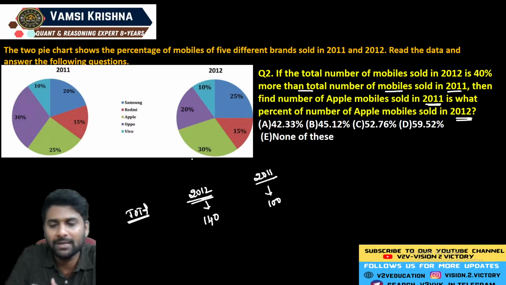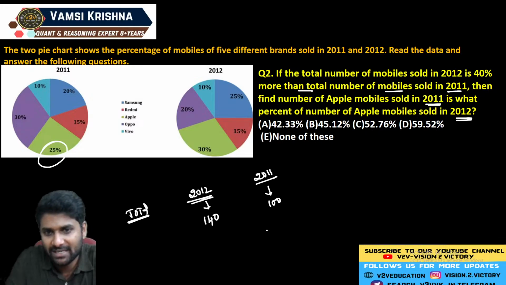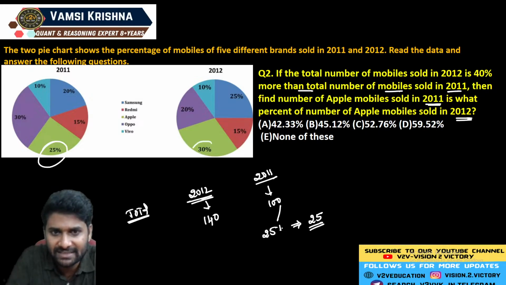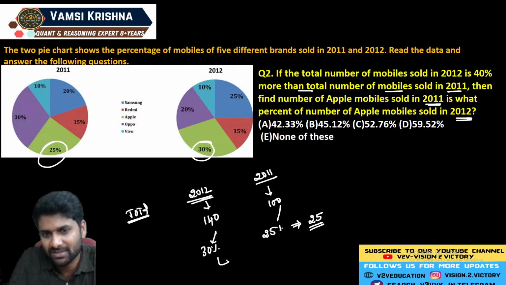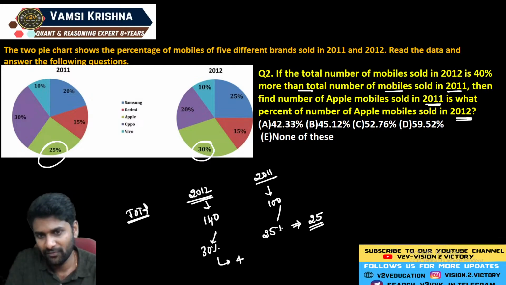Check it out. See how many Apple mobiles were sold in 2011. Here Apple is represented in green color, with a value of 25%. So if it is 100 mobiles, 25 mobiles were Apple. In 2012, check it out, it's 30 percent. So just identify the 30 percent value. 30 percent means 3 multiplied by 14, so it's a value of 42.